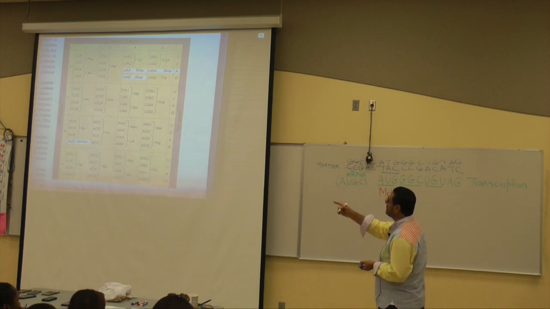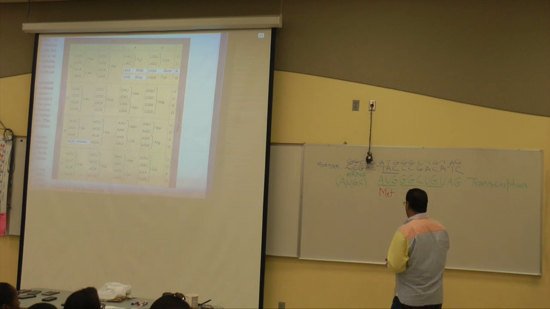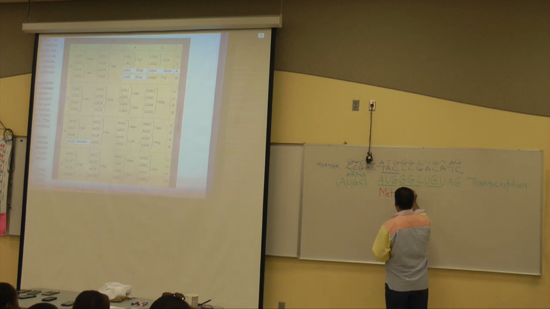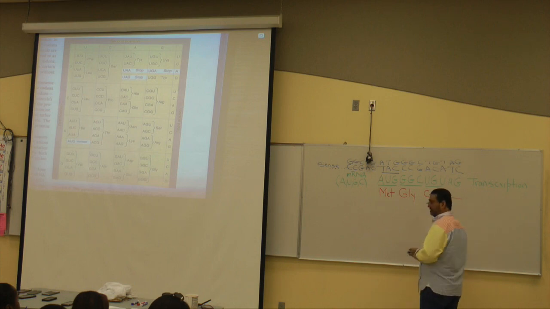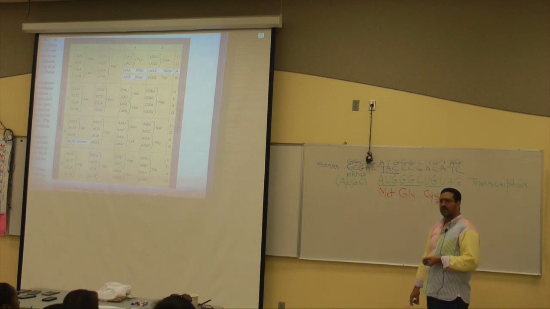GGG is glycine. GGC is glycine. UGU, C, cysteine, and mine messed up again. Alright. Does it make sense now?